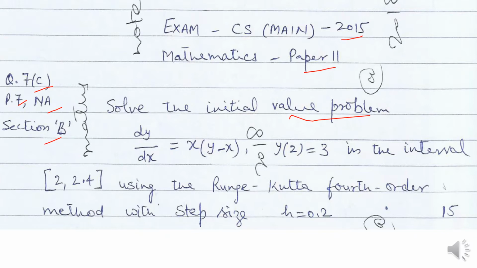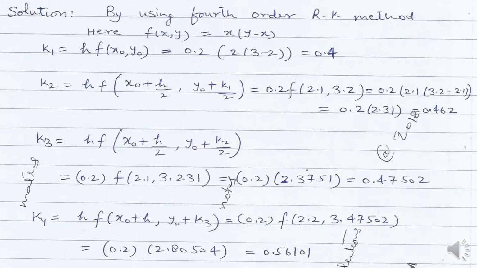So solve the initial value problem. Initial value problem means the initial condition is given to us, where dy upon dx is x into y minus x, and it is given that y at 2 is equal to 3, meaning when x is equal to 2, the y value is 3, in the interval [2, 2.4]. The square bracket means 2 and 2.4 are inside the interval. Using the Runge-Kutta fourth order method with step size h equal to 0.2. So we have to solve this. This is a question of 15 marks.